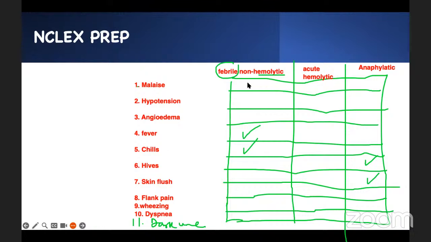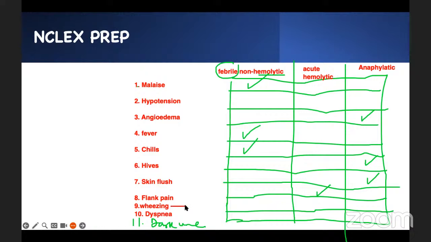I see malaise is related to fever. Anaphylactic, you don't have malaise. Then you see angioedema, hey, anaphylactic here. So complete the rest of it. Another clue is flank pain. If you get back pain, it's mostly a hemolytic problem.